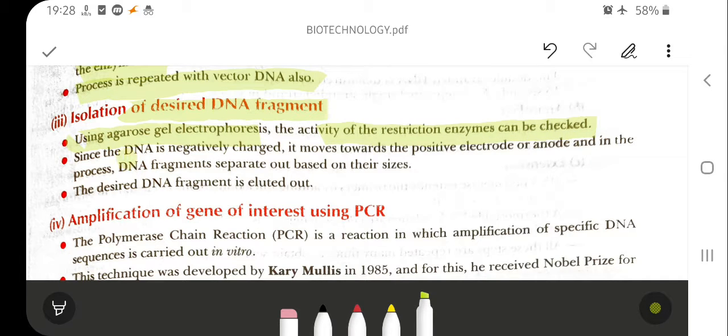DNA is negatively charged. It moves towards the positive electrode, or the anode, in the process. DNA fragments separate out on the basis of their size. Then the desired DNA fragment is eluted out. The complete process of gel electrophoresis we have already discussed in our previous session. Go through it once again to have a better understanding.